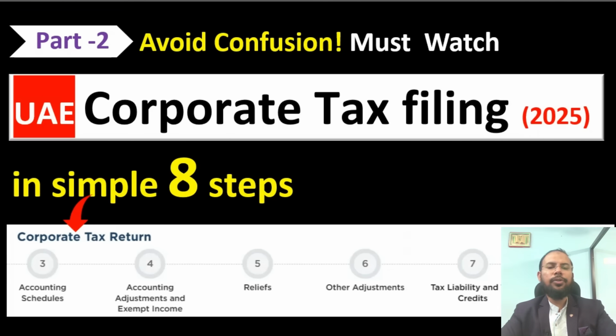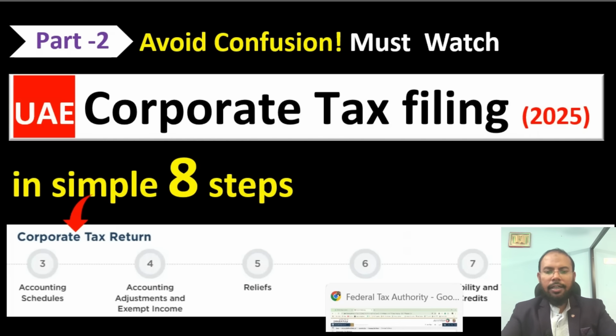Hi, today we are going to discuss a very relevant and important topic regarding UAE corporate tax filing in simple steps. This is part 2. In part 1, we already covered the first 2 steps. We will start from step 3. Come with me to the Emirates Tax Portal.